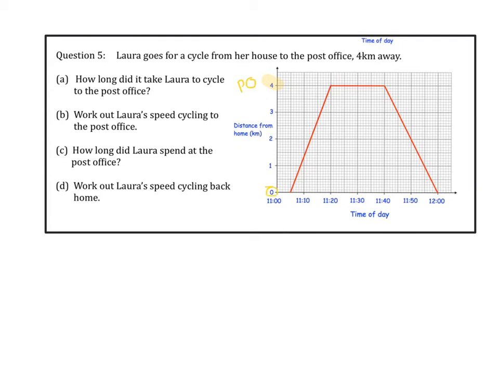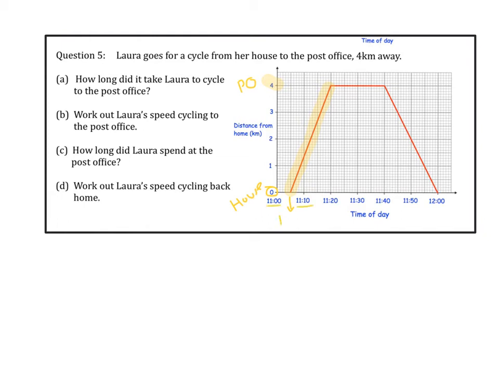And 0 would be her house. How long did it take Laura to cycle to the post office? So she's leaving her house and she's going to the post office. And that's gone from that point there. If you look at the graph, it's going from 11 to 11:10.